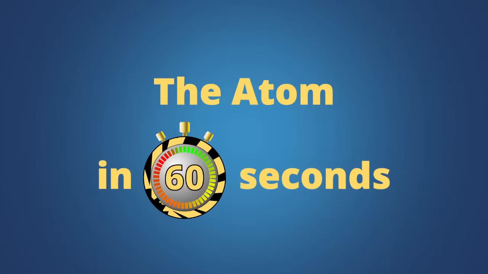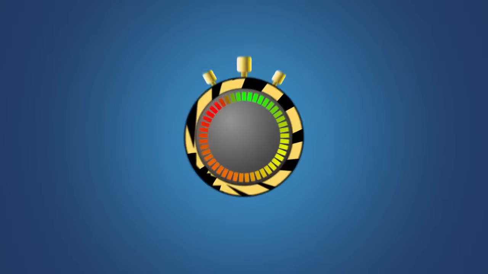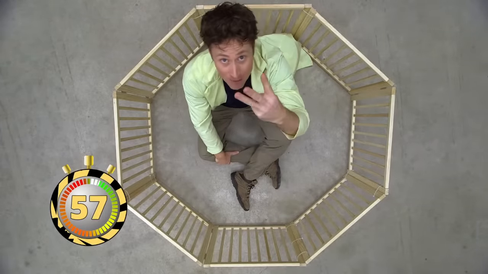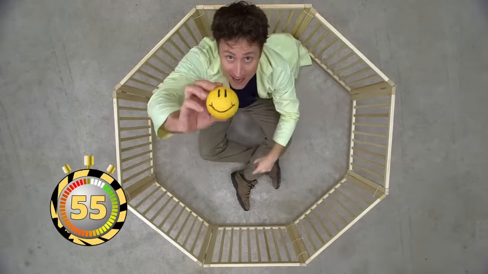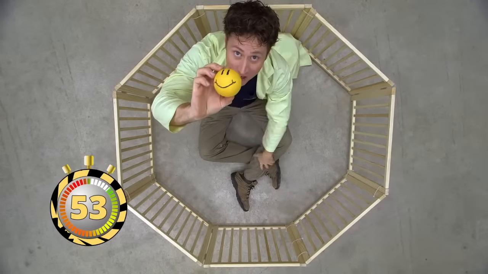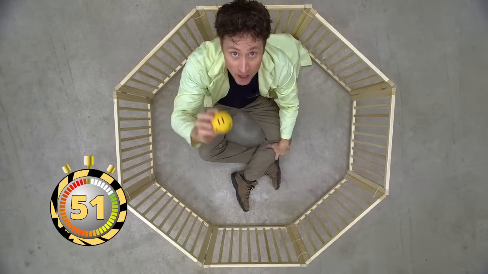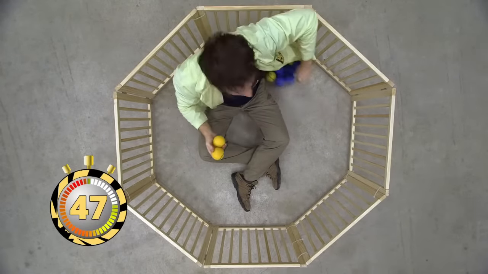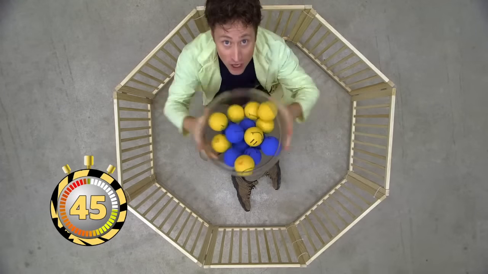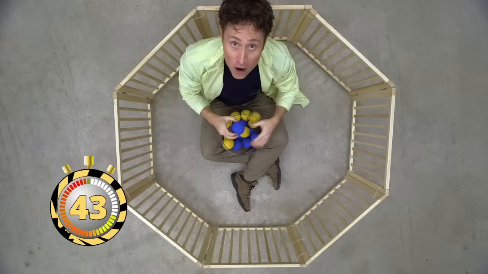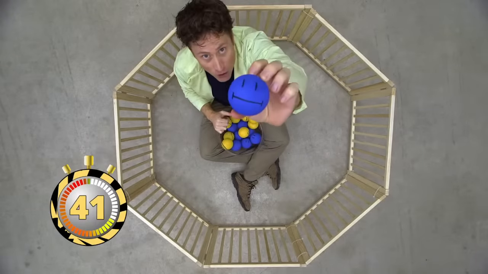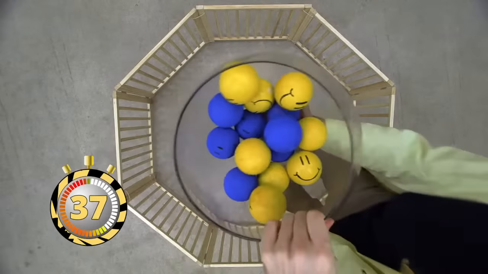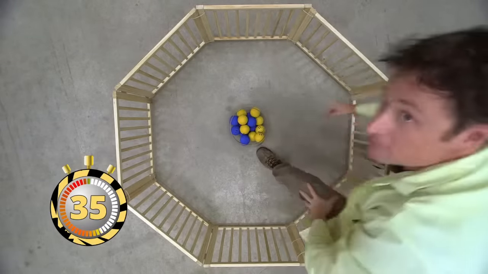The atom in 60 seconds. The atom is the smallest unit in a chemical element. Atoms are made of three parts. Part number one are these guys, protons. They have a positive charge. The number of protons determines the element. One is hydrogen, two is helium, three is lithium, and so on. The protons sit in the middle, which is called the nucleus. They sit in here with part number two, neutrons, and they have a neutral charge. Now I've got eight protons and eight neutrons in this nucleus, making this an atom of oxygen.